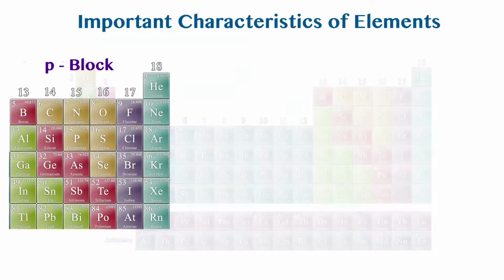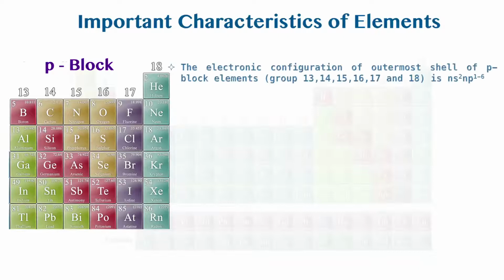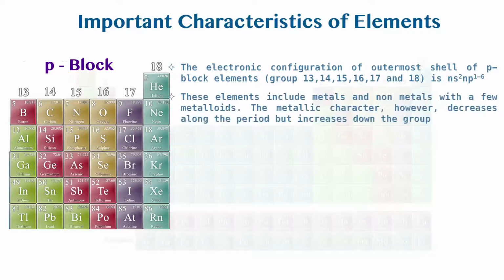Next, p block elements. Groups 13 to 18 are called the p block. The electronic configuration of the outermost shell is ns2 np1 to 6. These elements include metals, non-metals and a few metalloids. These are metals, these are non-metals, and these are metalloids.